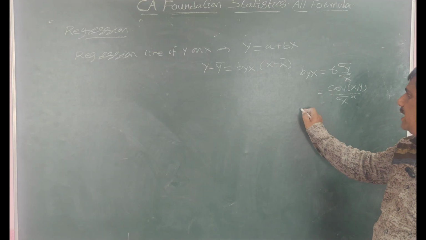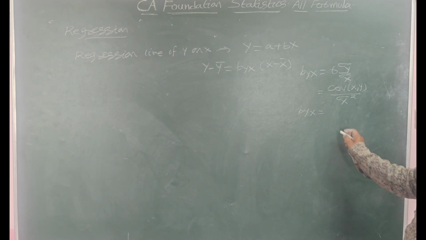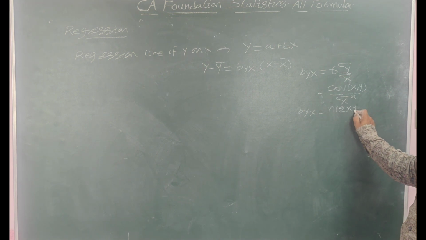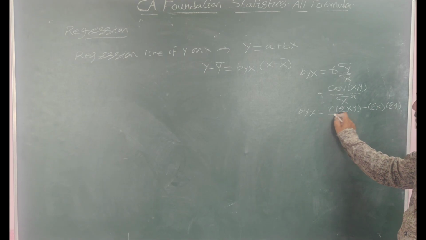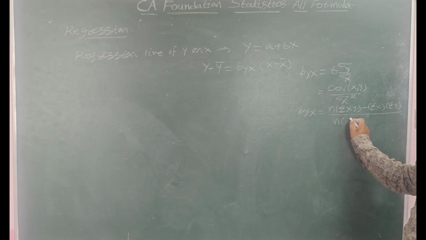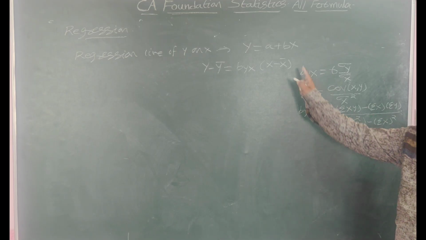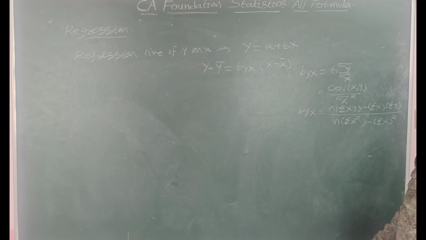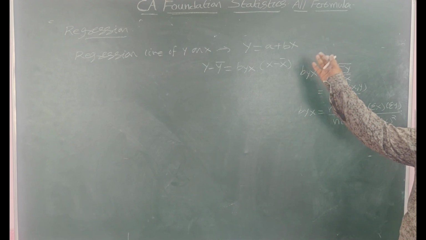If none is given and only values are given, again you go to the no deviations method, where the formula for covariance of xy is n into summation xy minus summation x into summation y, divided by variance of x, which means n into summation x square minus summation x whole square. This is byx. X bar and y bar are the means. After calculating byx, substitute in the equation, then you will get the form y equal to a plus bx. Regression equation of y on x.